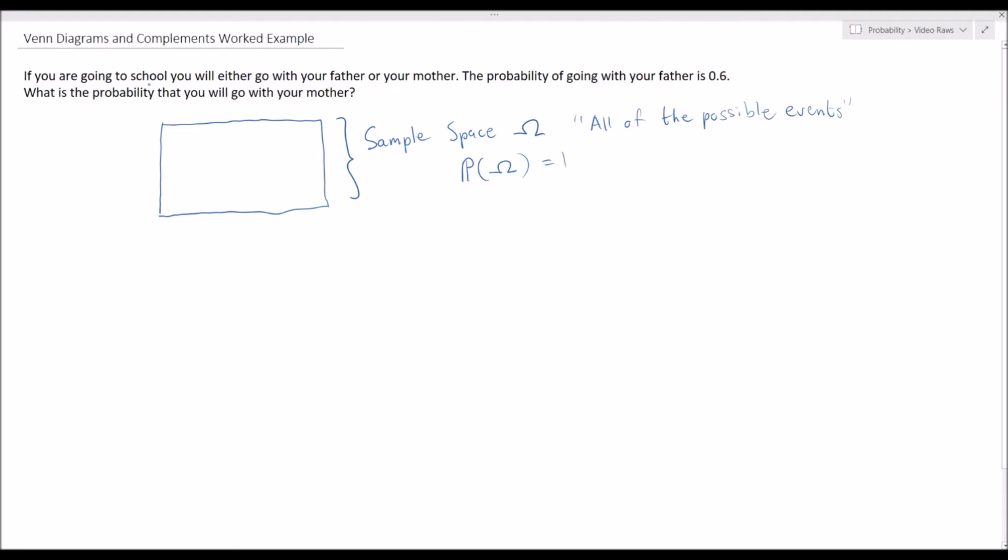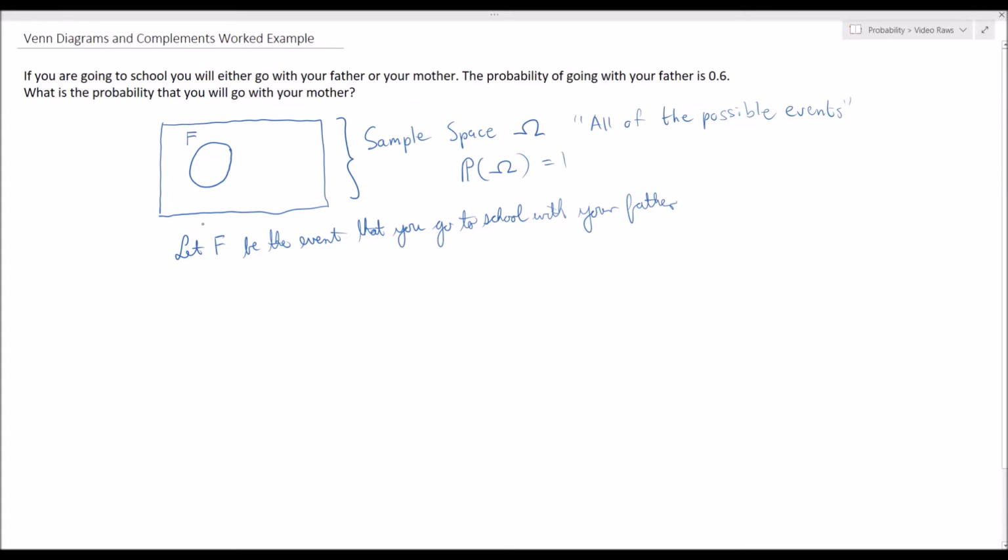So in this scenario, you can either go to school with your father or your mother. So we let F be the event that we go to school with our father. So let F be the event that you go to school with your father. So how we represent this is we draw a circle. And this circle represents the set of all the days or all the scenarios where you go to school with your father.